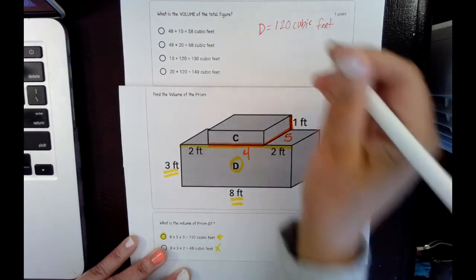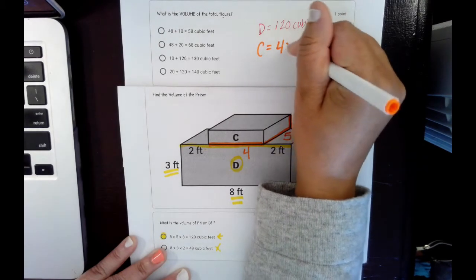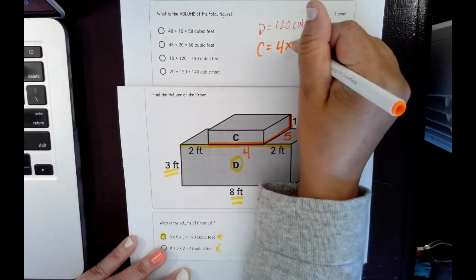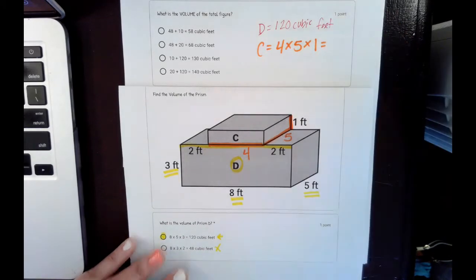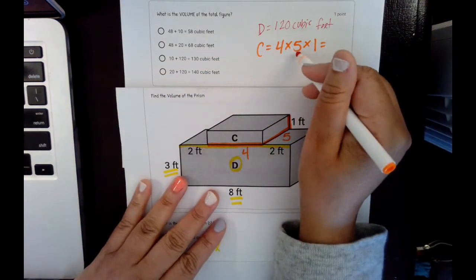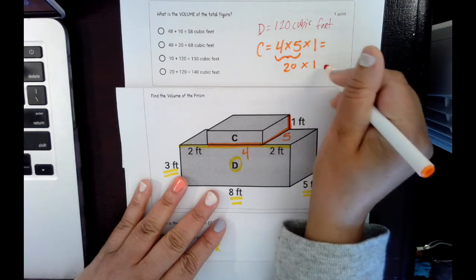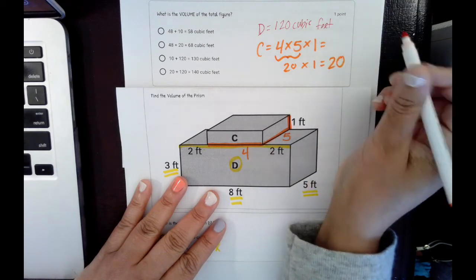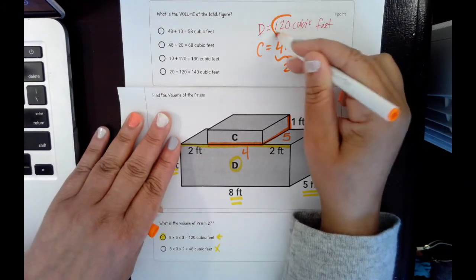So our volume for figure C will be length 4 times width 5 times height 1. Okay? So our volume for figure C is 4 times 5 times 1. 4 times 5 is 20. Okay, and then we're going to multiply 20 times 1 equals 20. So figure C is 20 cubic feet and figure D is 120 cubic feet.